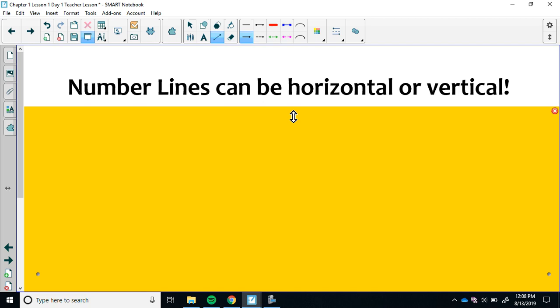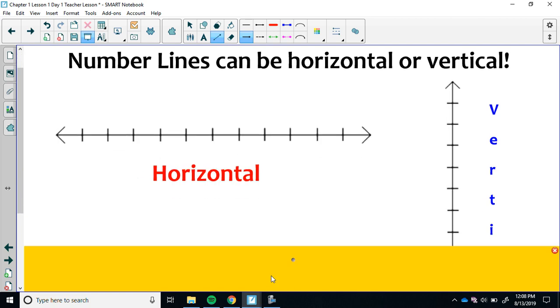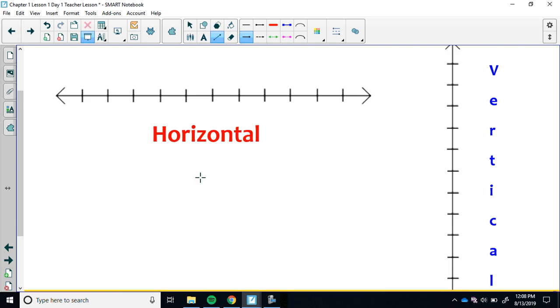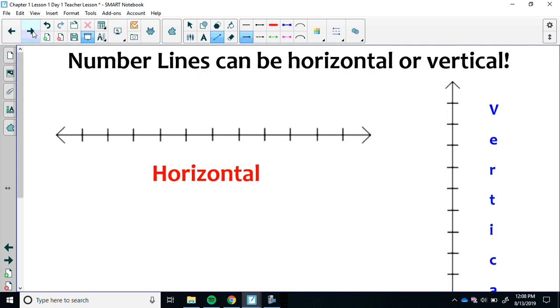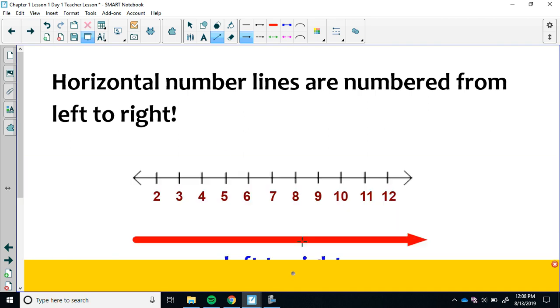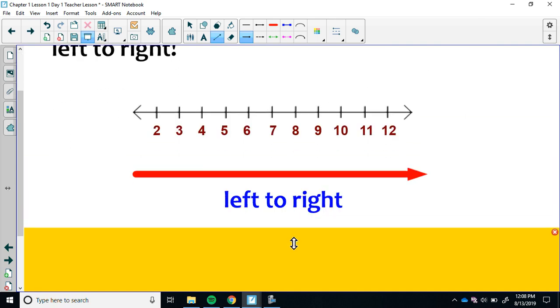Number lines can be horizontal and they can be vertical. Here's horizontal and there is vertical. Horizontal number lines are numbered from left to right. So if we look at the example that I have here, I started it with a 2 and we went on 3, 4, 5, 6, 7, 8, 10, 11, 12. Once again, we number from left to right.